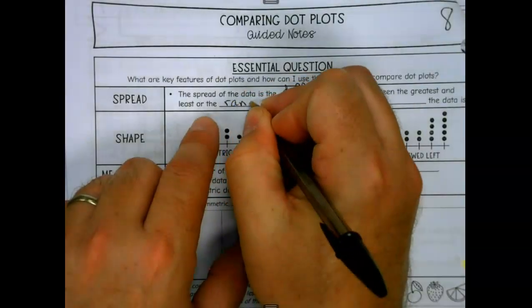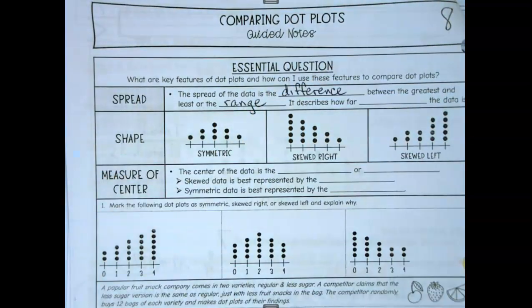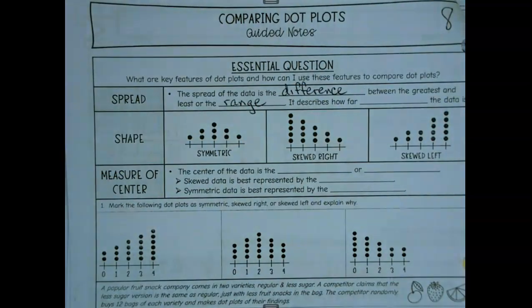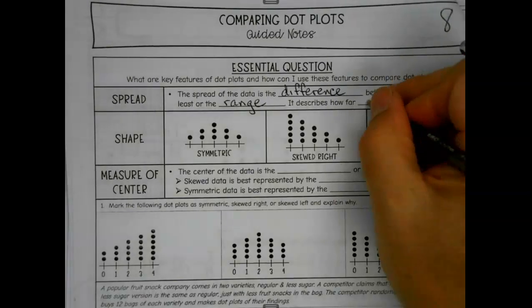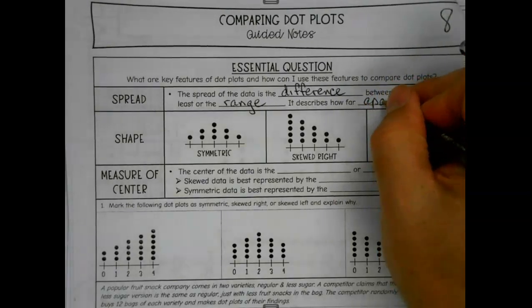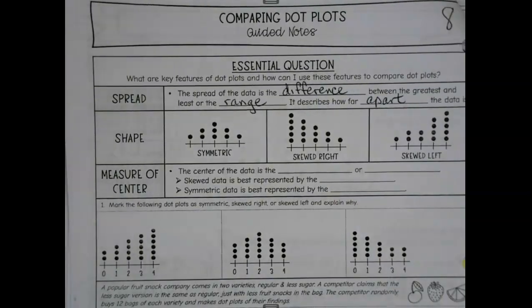In math, we call this the range, okay? Bottom to top, top to bottom. And it describes how far apart the data is. If you have data and it's really far apart, that may be just because there's a lot of differing opinions or statistics. It may be because someone's trying to fool you. It depends. That's why it's important we take a look at this.